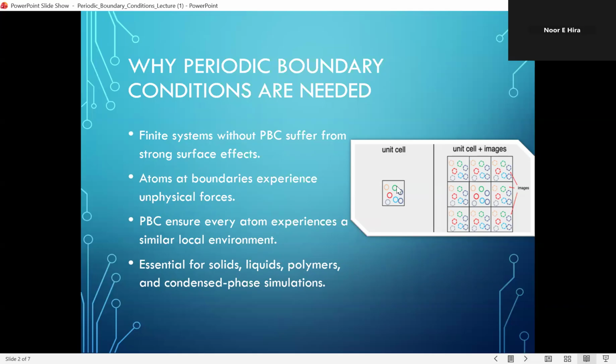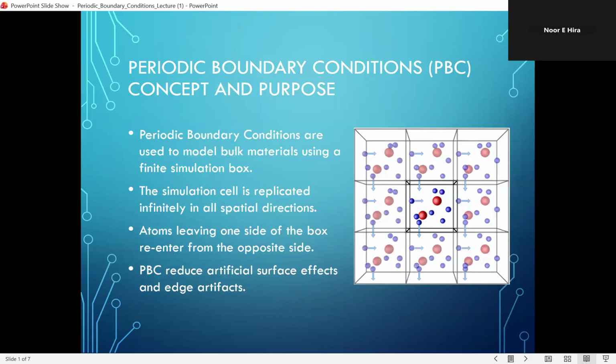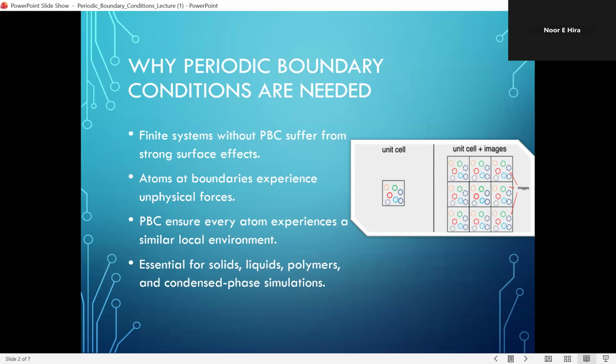But here I just want to show you the unit cell and the unit cell images. For each unit cell, we have images on the right, left, front, back, up, down, behind. So you see, for one unit cell we have so many images. Periodic boundary conditions mean that the simulation box is replicated infinitely in all directions. When a particle leaves one side of the box, it re-enters from the opposite side. The key point is that there are no surfaces. Each particle always sees neighbors around it, just like a real bulk material.